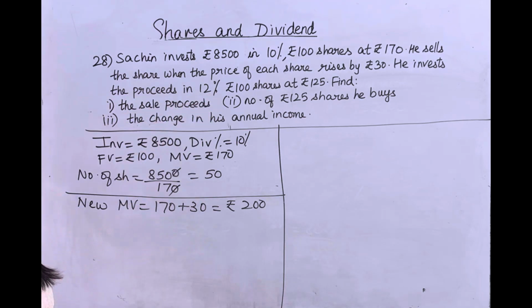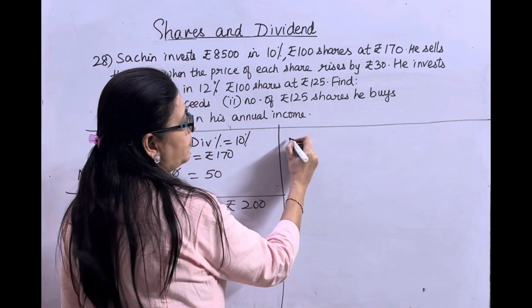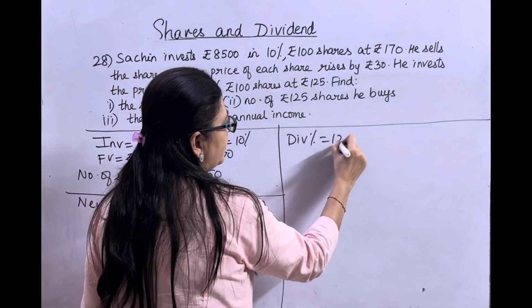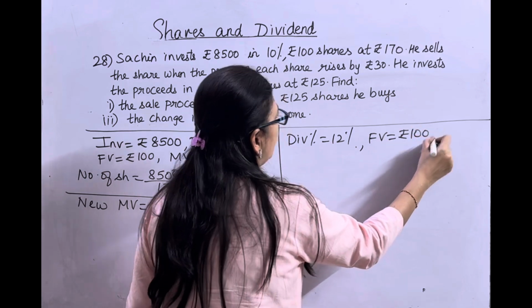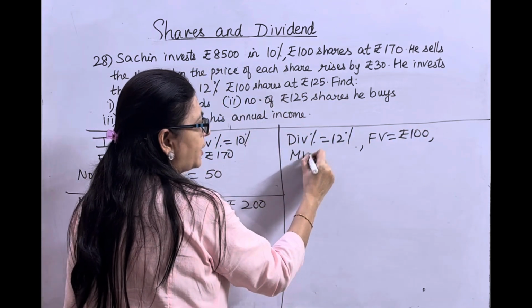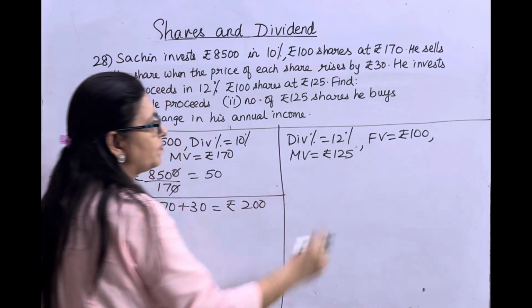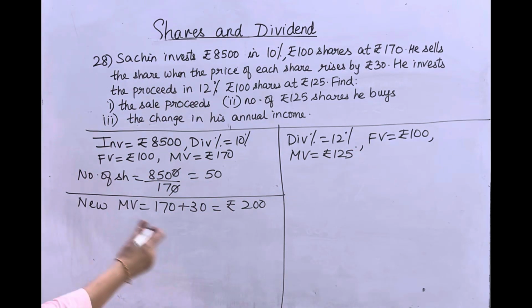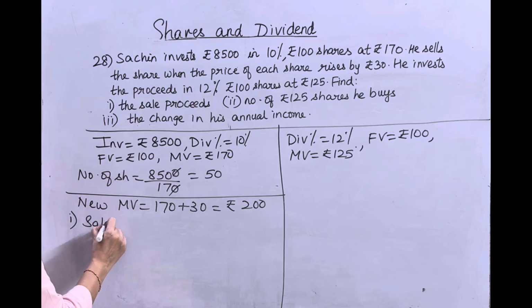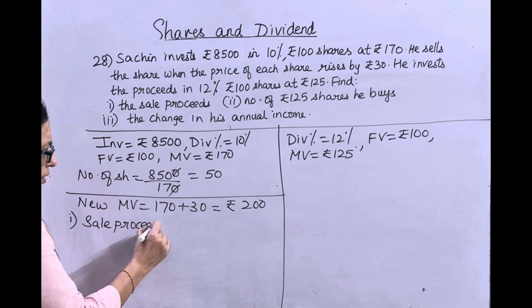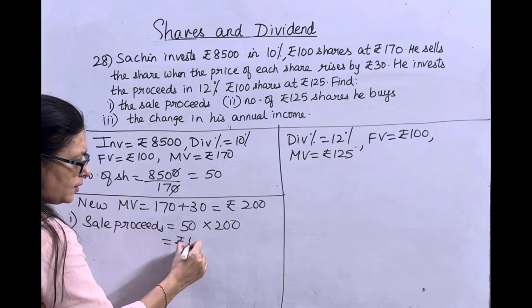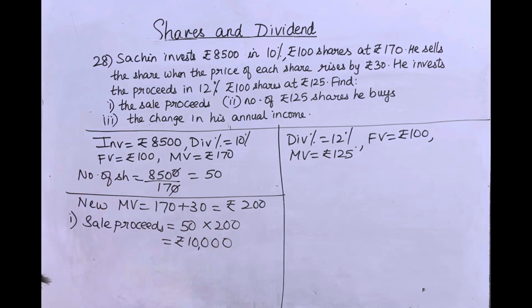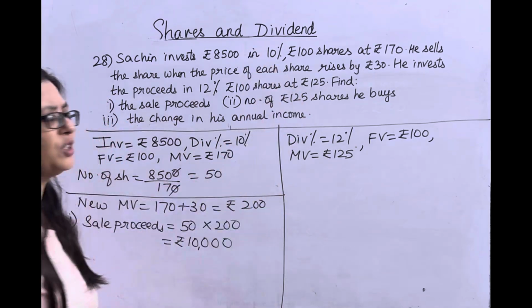He invests the proceeds in 12% rupees 100 shares. So the dividend percent is 12%. Face value is rupees 100, at rupees 125, market value is rupees 125. Find the sale proceed. What is the sale proceed? The sale proceed is number of shares, which is 50, into market value, which is rupees 200, which is 10,000 rupees. Okay. Then comes how many 125 shares he buys.